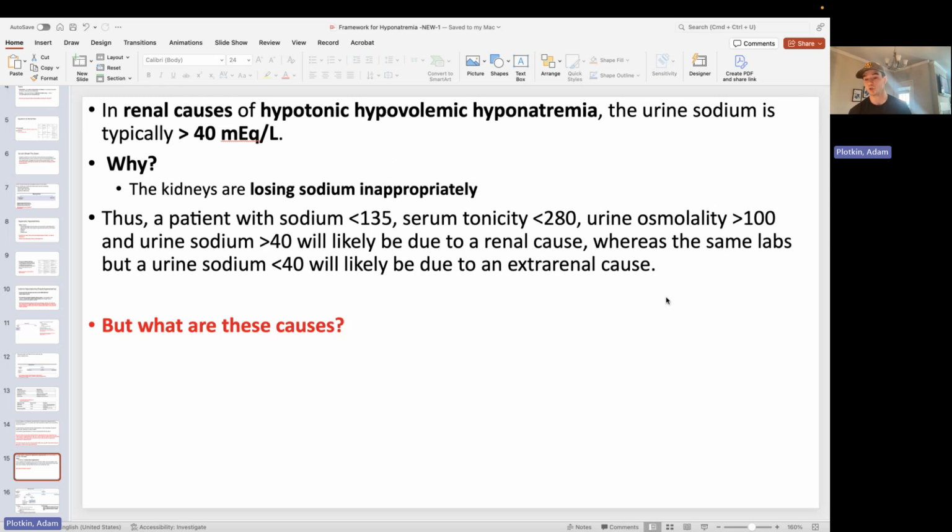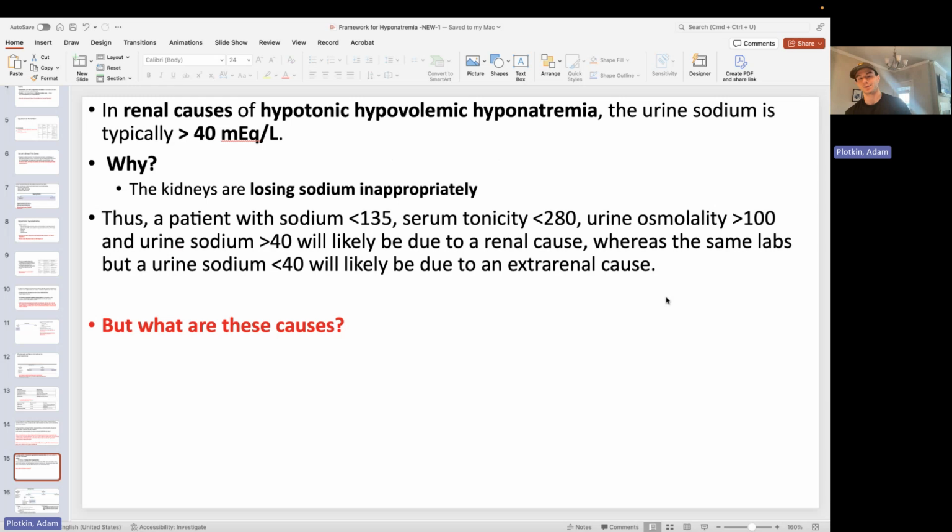Our kidneys should be holding on to sodium at this point. The fact that they're not is telling me that the kidneys are damaged, or something is damaging the kidney, something is messing up the way my tubules should be working, and we're dumping sodium into the urine, okay?